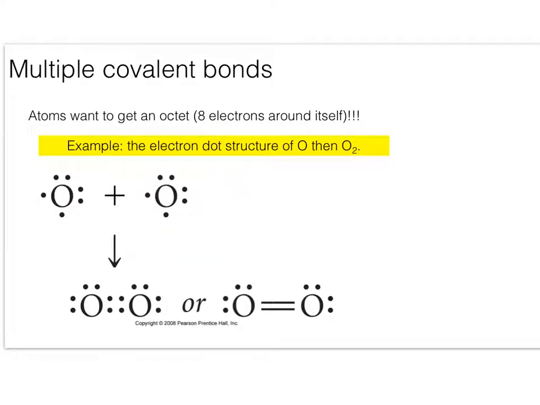There are some instances where atoms will share more than just 2 electrons. They're going to form more than 1 bond. And they're doing this because in the end, atoms want to get an octet. They want 8 electrons around themselves. And so a great example might be O2, right? The gas that we're breathing right now.